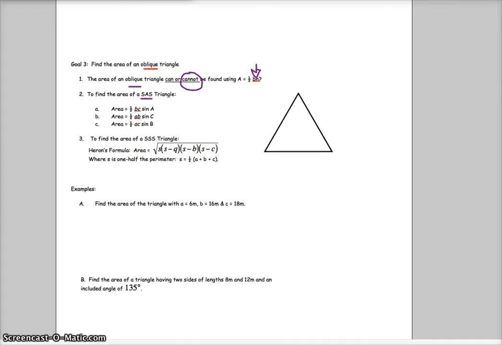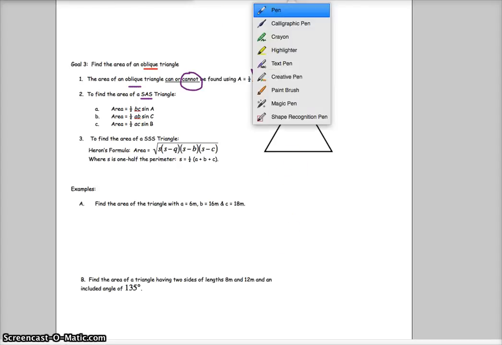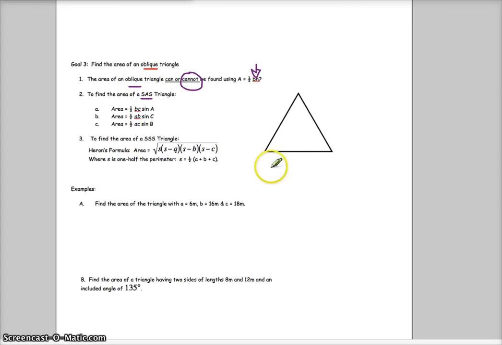If I have an SAS form of a triangle, then I know two sides, and I'm just highlighting. So let's say you knew 2 yellow sides. Then if you have SAS, that means you know this angle that I've highlighted in green. We have a side, and the angle that those two sides create.